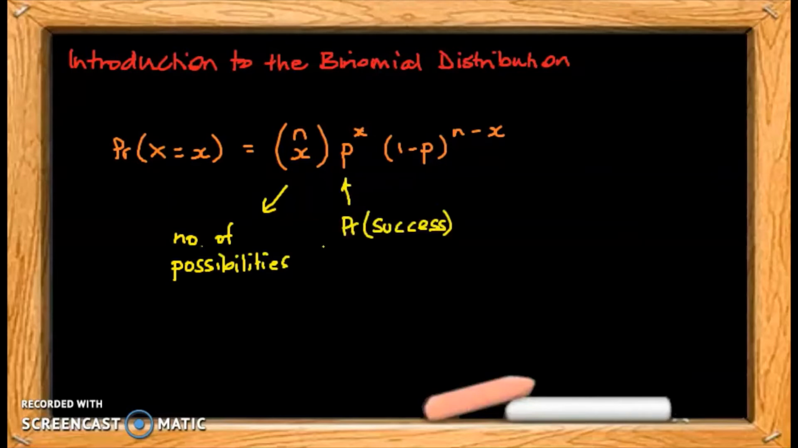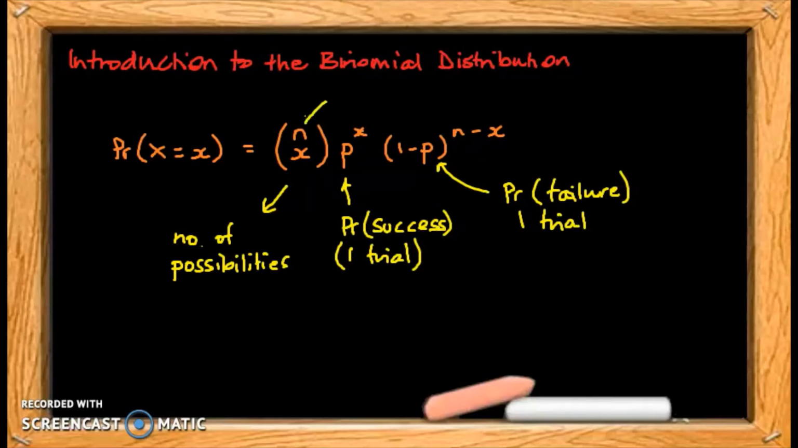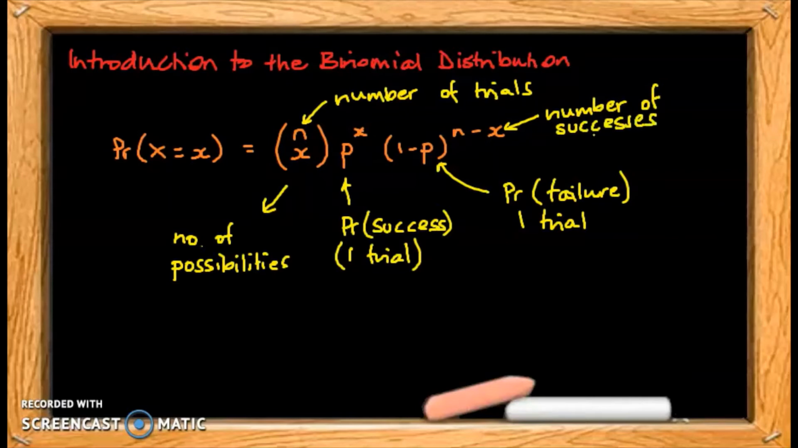P is the probability of success in one trial, and 1 minus P is the probability of failure in one trial. N is the number of trials, and X is the number of successes that we want or that we are investigating. So that's all quite a big formula. Now let's see how that works, and we're going to start off looking at the number of possibilities.